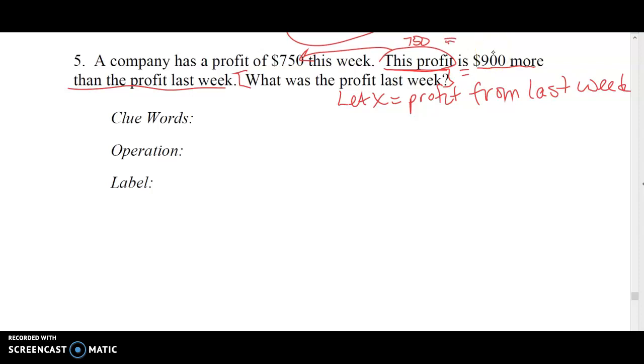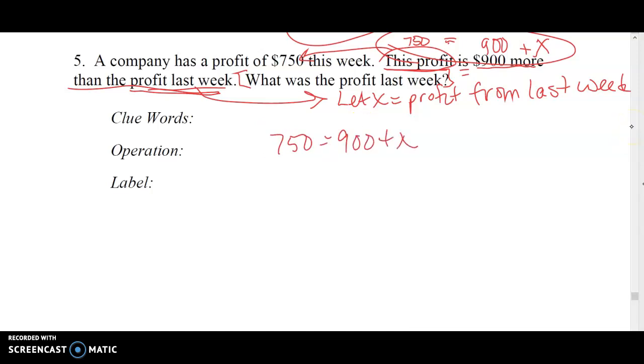900 more than. When we talked about more than, less than, we said, all right, well, which operations are those? Well, 900 more than is going to be plus. So it's going to be 900 plus the profit last week. What did we say was the profit last week? Oh, we said that was X. So 900 more than the profit last week. It's going to write your equations for you. Right there it is. So I know you could probably figure it out without an equation, but we need to learn new ways to solve the same types of problems. 900 plus X. There you go.